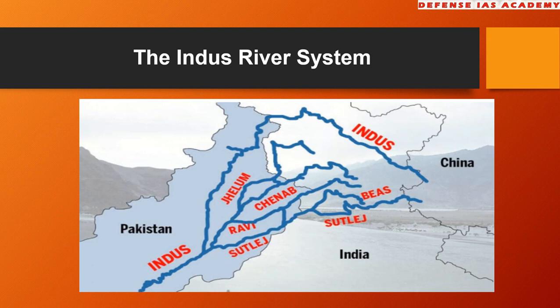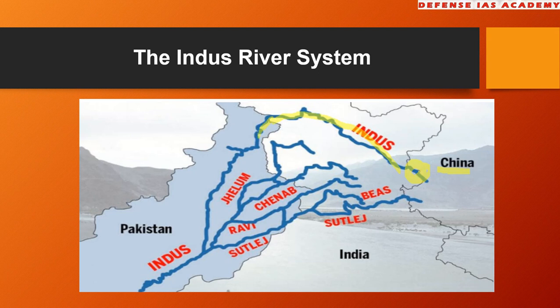Now this shows the Indus river system. Here you can see the Indus. It's originating from the Himalayan range, from China, the Tibetan range.